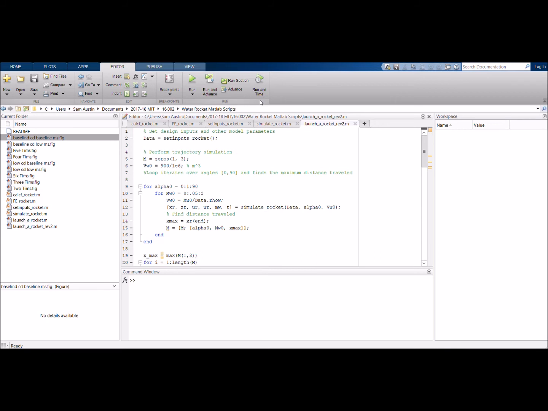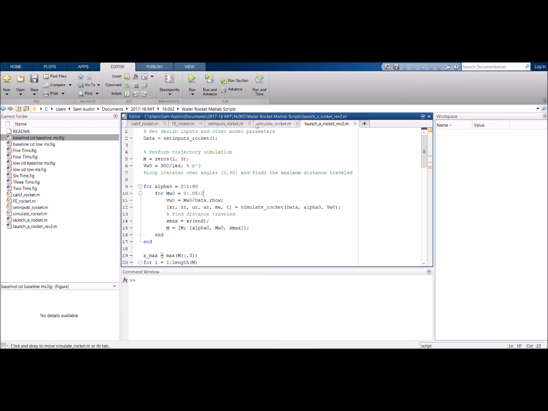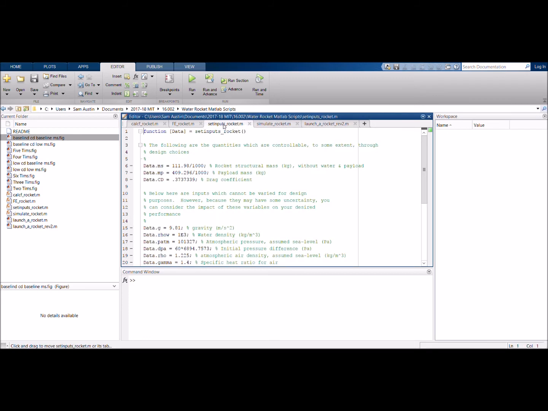So for the sensitivity analysis, the coefficient of drag and structural mass parameters were changed, and they were changed over here in the set inputs rocket.m tab. So over here we varied the data.ms and data.cd. We varied those from 100% to 90% of their original value, and then we had 4 trials: one with baseline CD, baseline MS, 90% CD, baseline MS, baseline CD, 90% MS, and 90% CD, 90% MS.